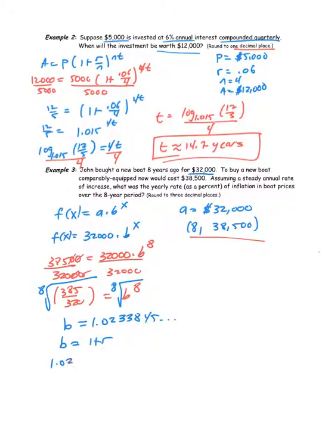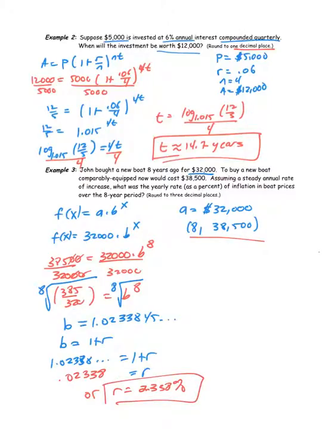So 1.02338 and so on is equal to 1 plus r, and subtracting 1 from both sides, we find that r is equal to 0.02338, or r is equal to 2.338%.